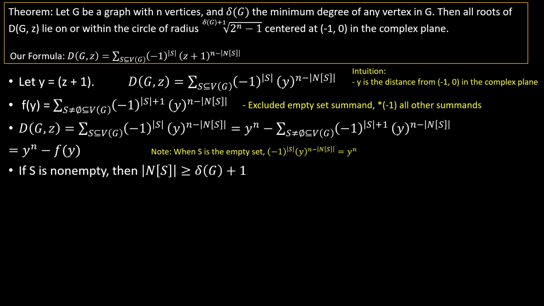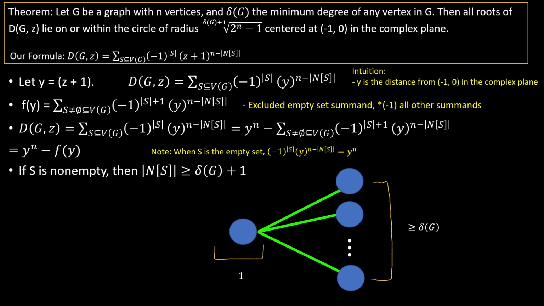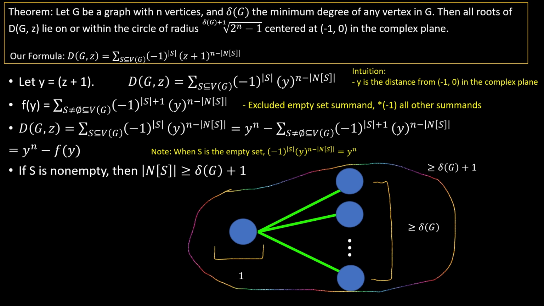Next, note that if S is a non-empty subset, then the size of the neighborhood of S is at least delta of G plus 1. This is because even if our subset S contains only a single vertex, its closed neighborhood must still contain at least delta of G neighbors as well as the vertex itself, as we define delta of G to be the fewest number of neighbors for any vertex in the graph. This gives us a size for our closed neighborhood of at least delta of G plus 1. And if a subset contains more than a single vertex, then its closed neighborhood is at least as large as that of any of its member vertices, meaning it's still at least as large as delta of G plus 1.